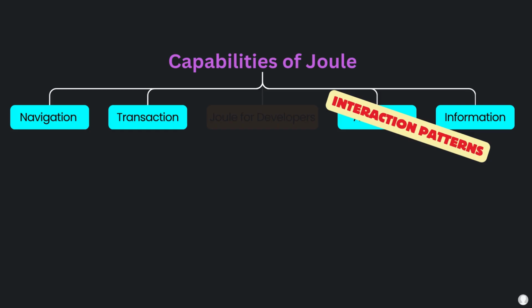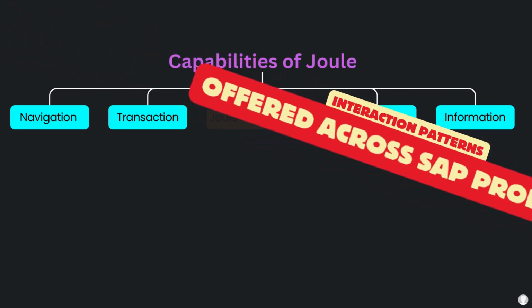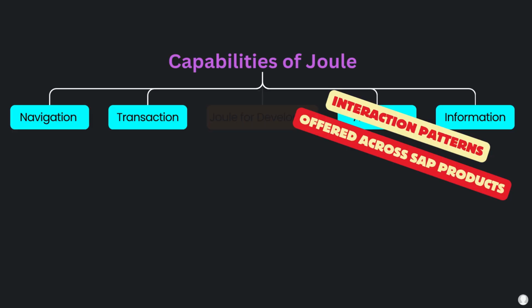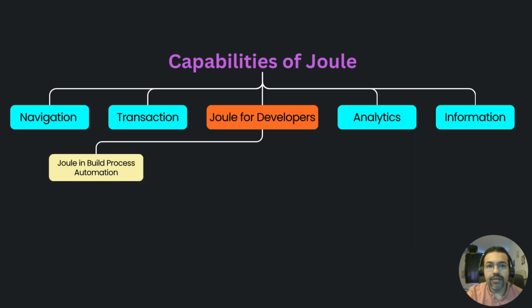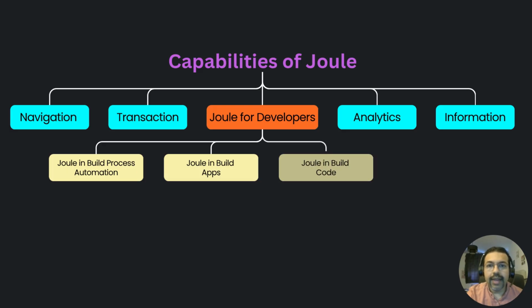And these capabilities are offered across various products in the SAP portfolio. And our focus is going to be on the Joule for developers. Joule for developers can be further subdivided into Joule in build process automation, in the SAP build apps, in build code, and in ABAP cloud itself.